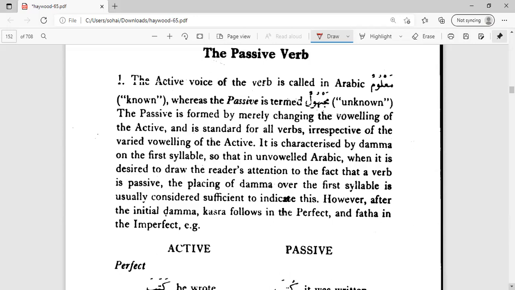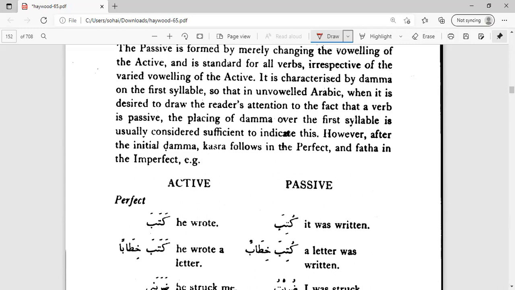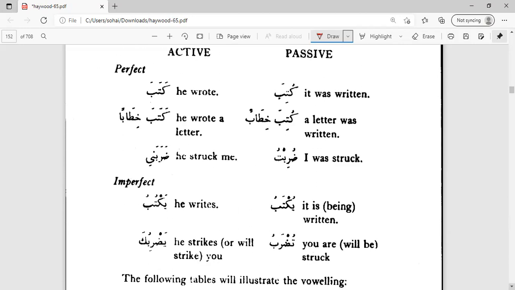Now in Arabic, we also have what we call the passive verb, or in Arabic we call it majhul. The active, the one where we know the doer, we call it active verb, or in Arabic we call it ma'loom. Ma'loom means known. The reason why we use ma'loom is because we know the doer, and majhul is where we don't know the doer. Okay. So for example, the way it's written is different to the way the active verb is written.